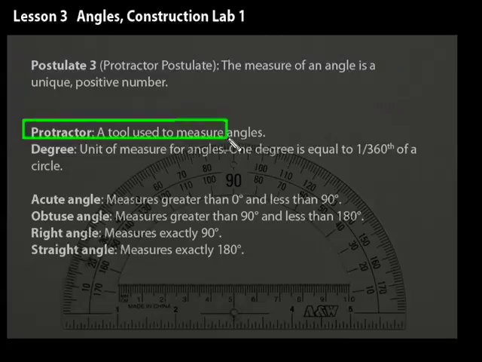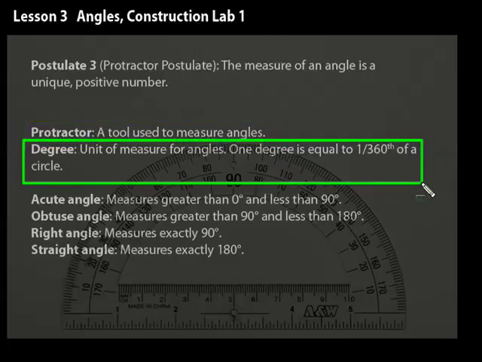So what is a protractor? Well, it's a tool used to measure angles. That's what's in the background on this picture here. That's a protractor. Imagine you've used one before. Now degree, that's the unit of measure used for angles. So 1 degree is equal to about 1/360th of a circle.